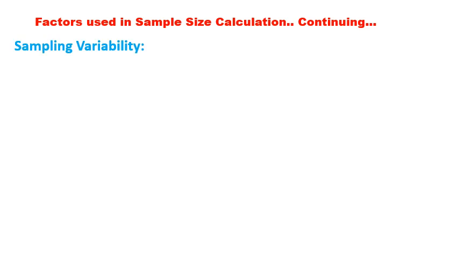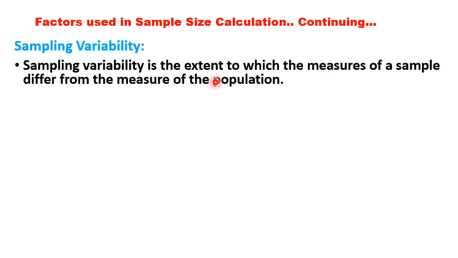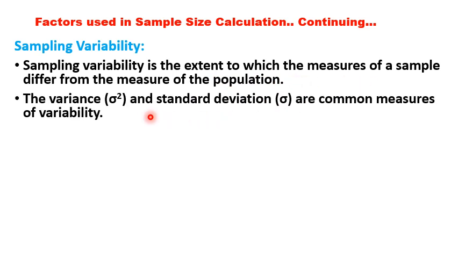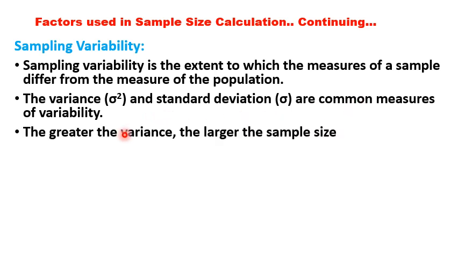Next, sampling variability. Sampling variability is the extent to which the measures of a sample differ from the measures of the population. The variance and standard deviation are common measures of variability. The greater the variance, the larger the sample size. Generally, the sampling variability is taken from previous studies or from the data of a pilot survey.